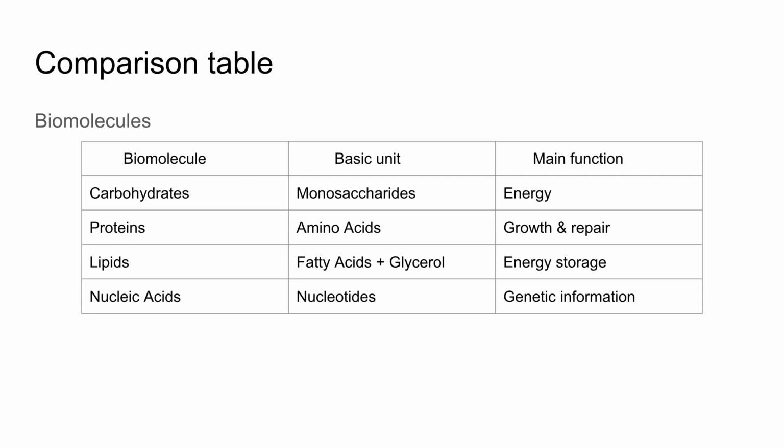So, let's quickly recap what we learned today. Biomolecules are the organic compounds present in living organisms. The four major types of biomolecules are carbohydrates, proteins, lipids, and nucleic acids. Carbohydrates are made of monosaccharides, which help in providing energy. Proteins are made of amino acids, which help in growth and repair. Lipids are formed from fatty acids and glycerol, which store energy and form cell membranes. And nucleic acids store genetic information.